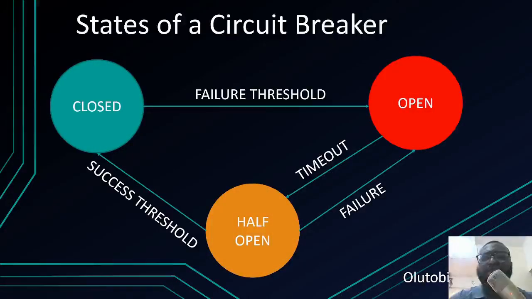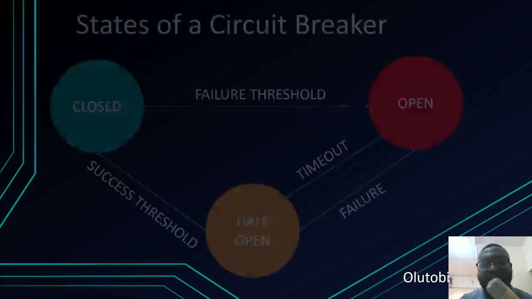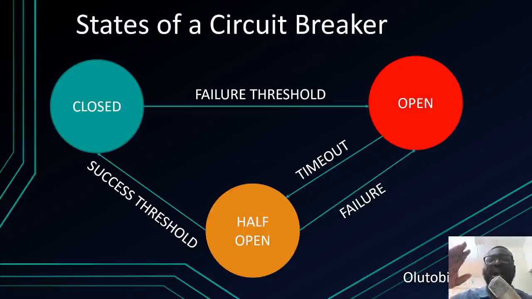Now, a circuit breaker has three states. It has the closed state, it has the open state, and it has the half open state. The closed state is the state where the circuit breaker is normally, where a request comes and the circuit breaker passes that request on to the downstream service and waits for a response and passes that response up to the upstream service. That is when the circuit breaker is closed. But when you hit a failure threshold, right? When you hit a failure threshold, the circuit breaker will go into the open state.